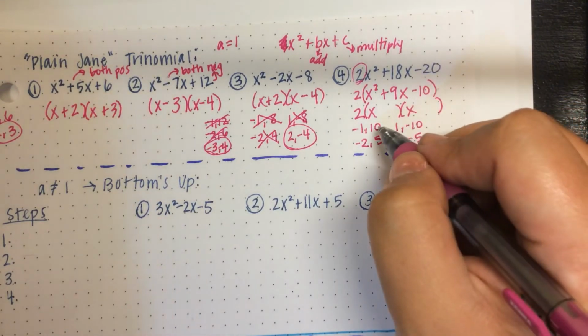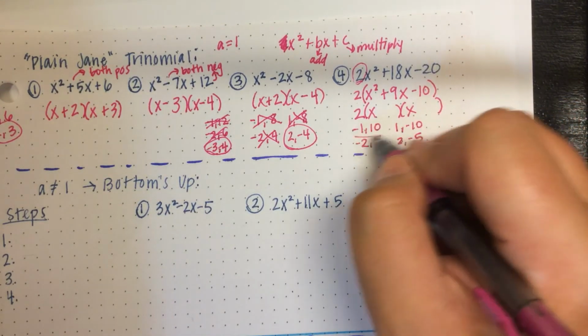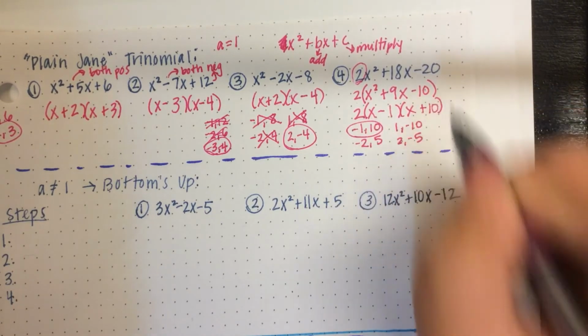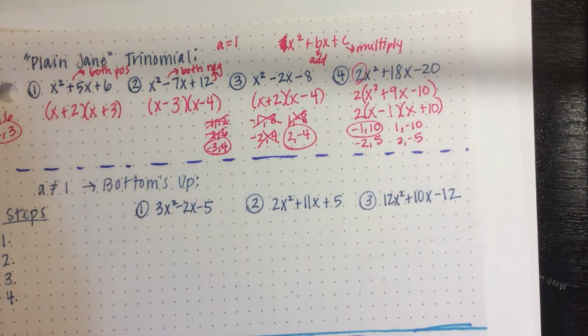All right, so I've got -1 plus 10. There's my 9 right off the bat. So I have a -1 plus 10. Okay, so that's if it's plain Jane. Multiply to C, add to B. Plain Jane means you can go straight to your parentheses and then just find your numbers to plug in there.